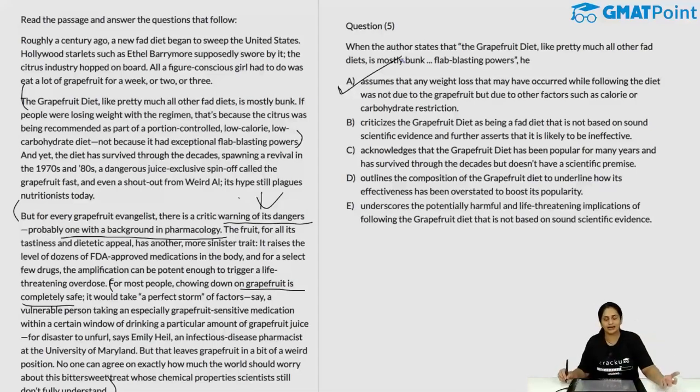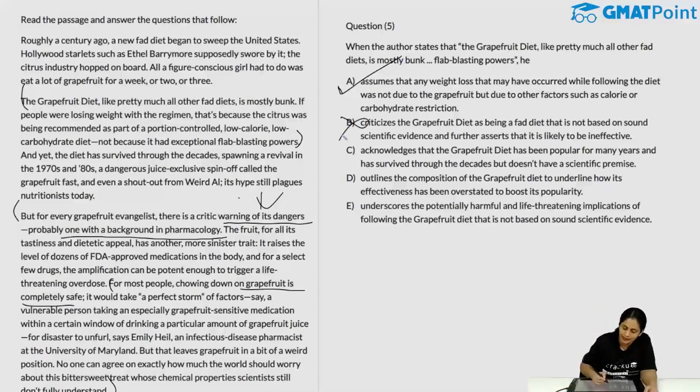That is why he's writing that the weight loss that occurred was not because of the grapefruit. The grapefruit had no effect, but the other factors involved in that diet had an effect, and that's why you had a weight loss. Criticizes the grapefruit diet as being a fad diet that is not based on sound scientific evidence, and further asserts that it is likely to be ineffective. He's not saying that it is likely to be ineffective. He's saying that if it is effective, it is in part because of the other restrictions that you're following, not because of the grapefruit as such.